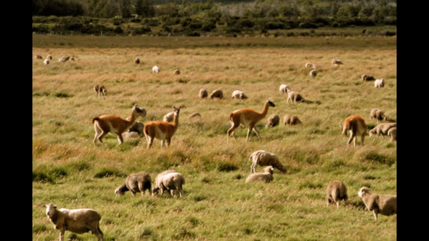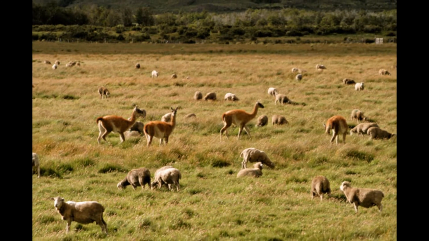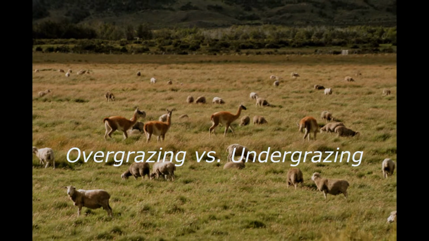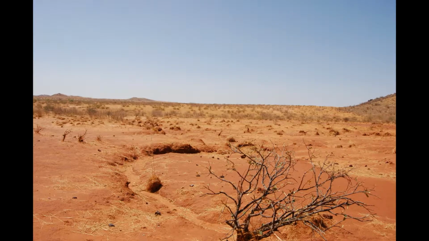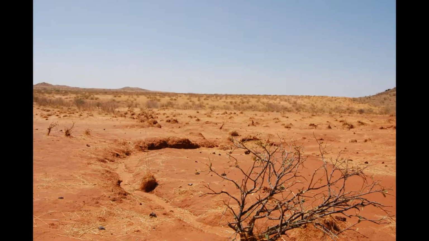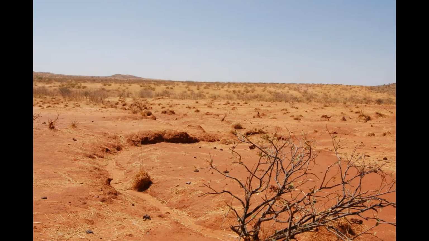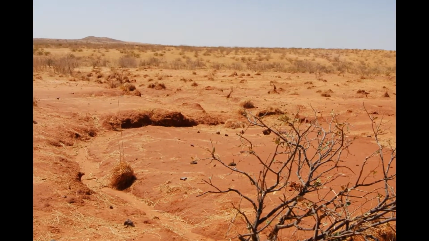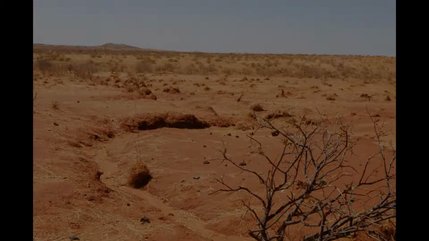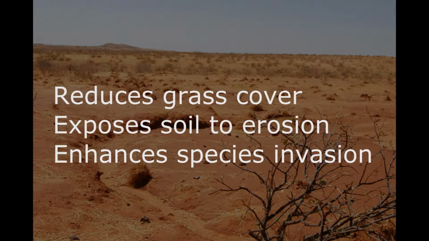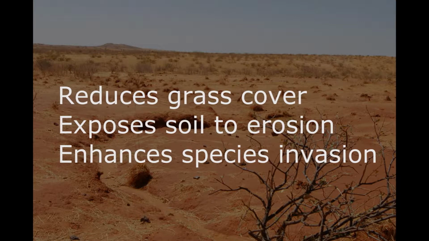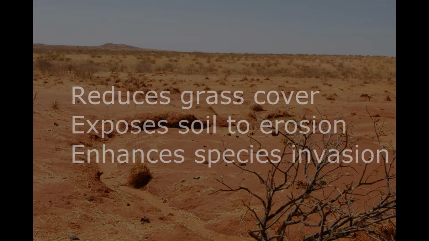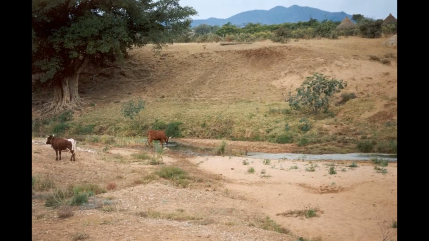For the most profitable yield of any grassland, it is crucial for there to remain a balance between overgrazing and undergrazing. Overgrazing occurs when too many animals graze for a lengthy period of time and exceed the carrying capacity of a grassland area. It reduces the grass cover, exposes the soil to erosion, and enhances the invasion of exposed land by species like sagebrush and cactus.